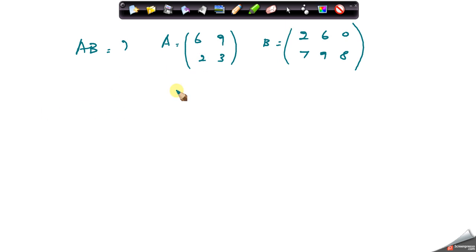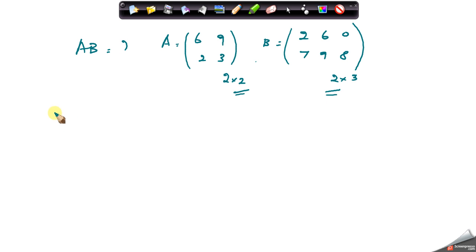First of all, we need to see what this order is in this case. The order of A is 2 by 2, and B is 2 by 3, right? So here the number of columns in matrix A is equal to the number of rows in matrix B. So AB is possible right now. We can define AB in this case. The first rule we check right now. If it is not satisfied, then we have to say the product is not possible. Okay. Now the product is possible.